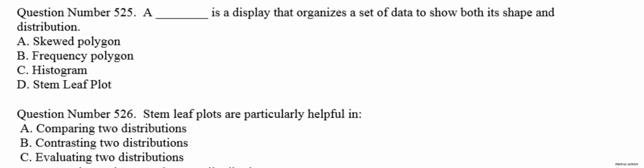Question number 525. A ____ organizes a set of data to show both its shape and distribution. A. Skewed polygon, B. Frequency polygon, C. Histogram, D. Stem leaf plot. The correct answer is option D, stem leaf plot.